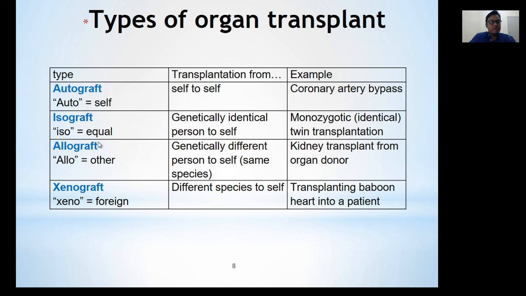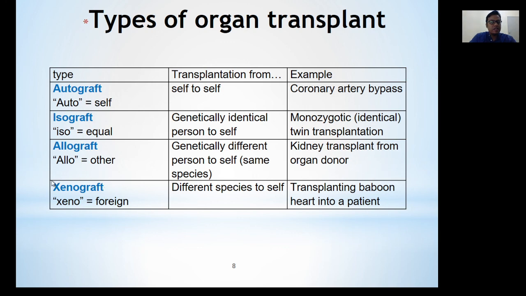Third is allograft. This is the most commonly done, between the same species, human, but different individuals. Allo means other, from one human to another. So even though it is between the same species, they have a different MHC, a genetically different person from self, so they have a different genetic makeup. An example is kidney transplant from an organ donor.